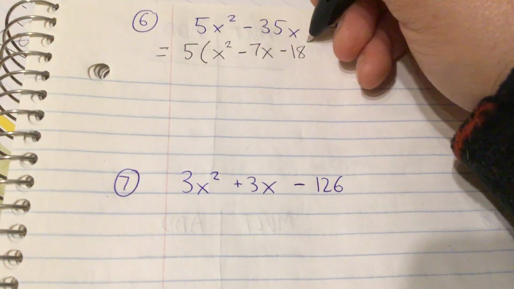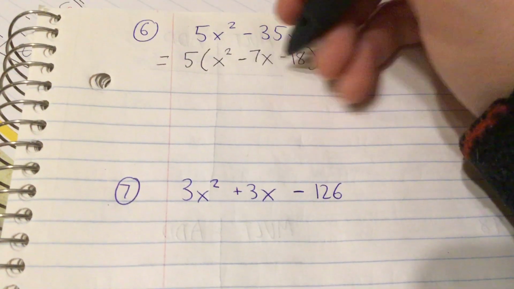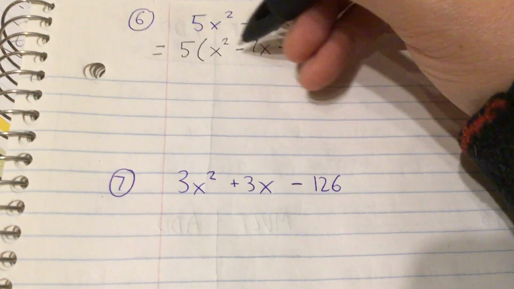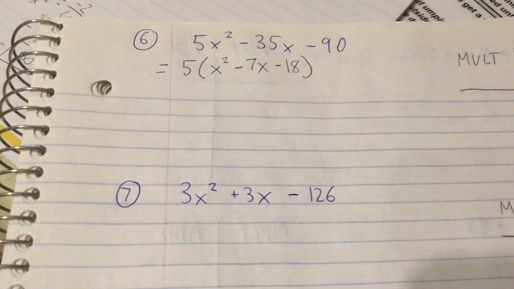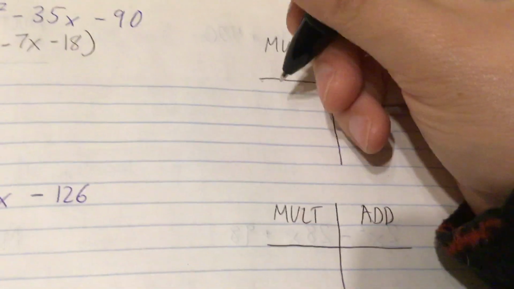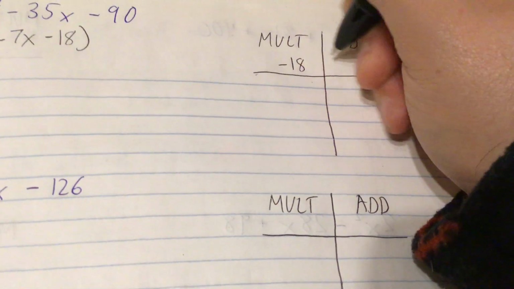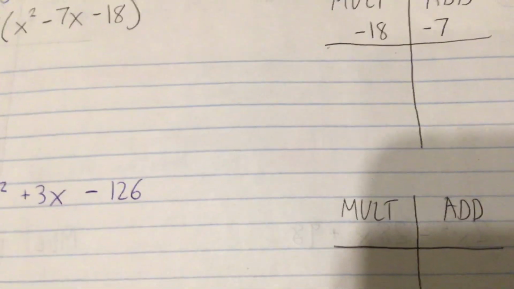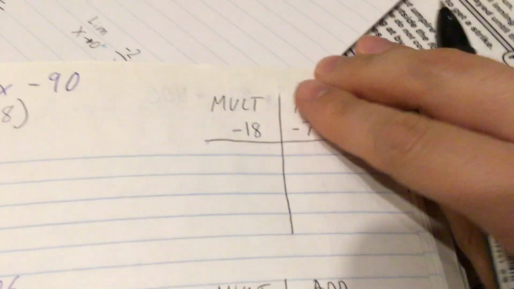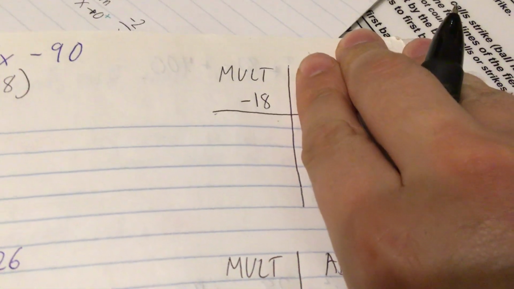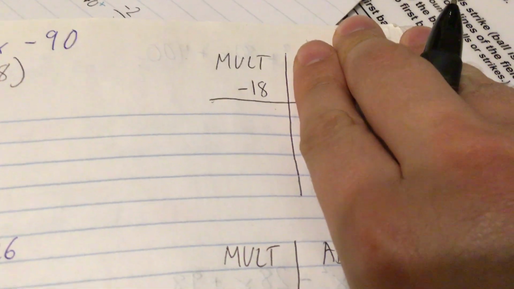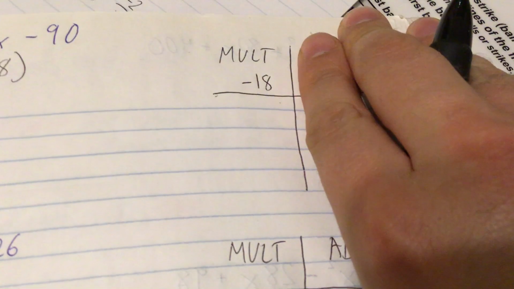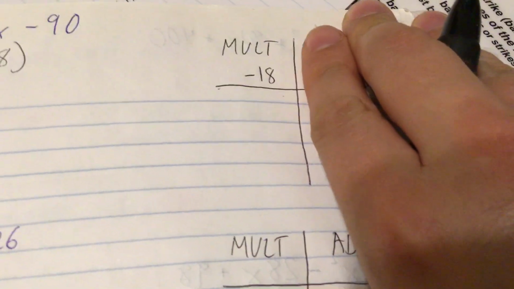Negative 18. Now I want to factor this quadratic trinomial by figuring out what two numbers multiply to negative 18 and add to negative 7. So if I cover up the right column, I need to figure out two numbers that multiply to negative 18. So it has to be a positive-negative combination, because a positive times a negative makes a negative.